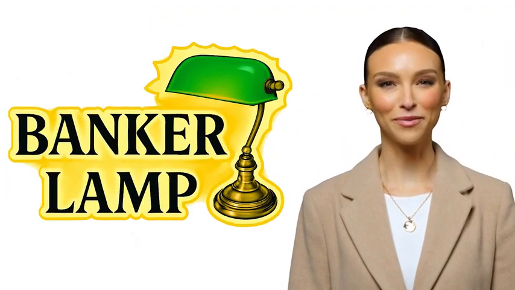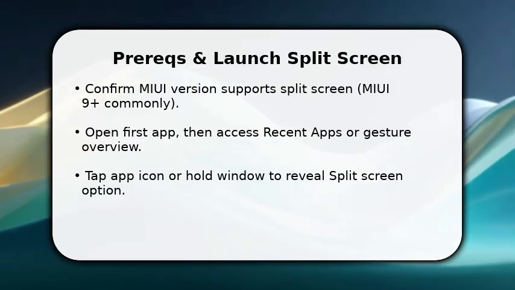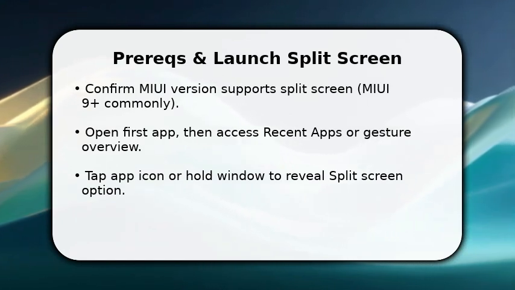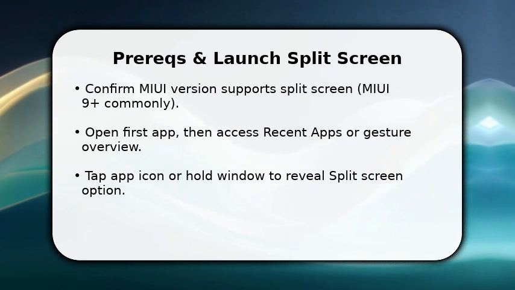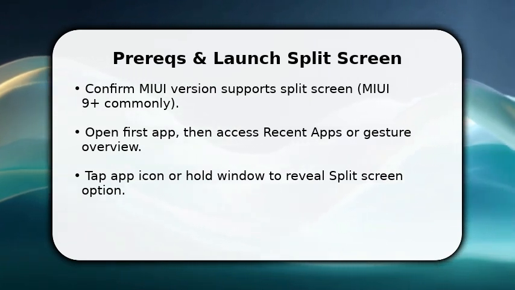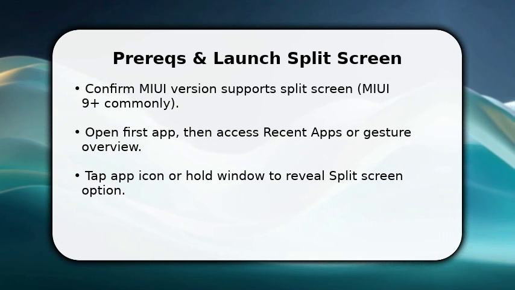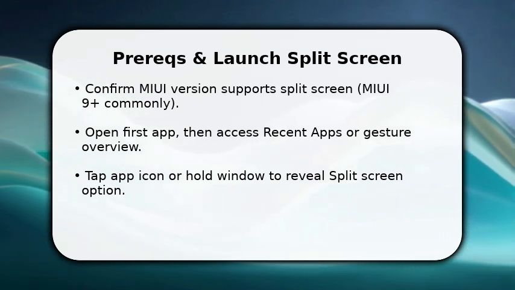Please enjoy the video. You need compatible MIUI and 2 apps that support multi-window. Start by opening the first app you want in split screen. Once visible, open recent apps or use the gesture overview. You will see each app's floating icon or 3-dot menu.